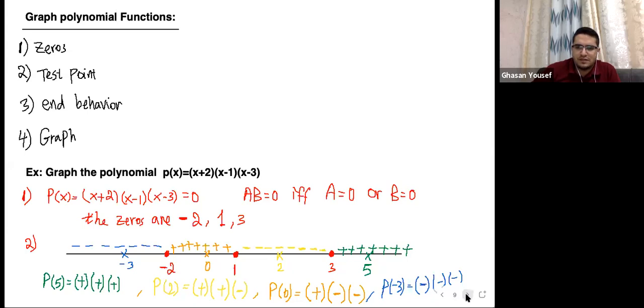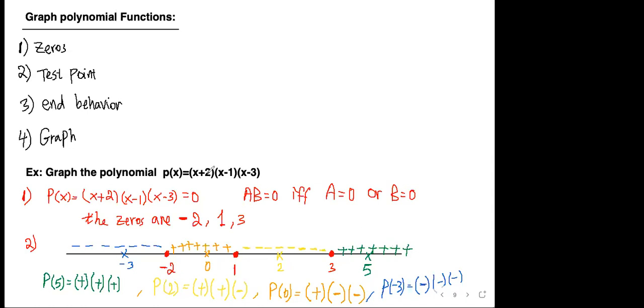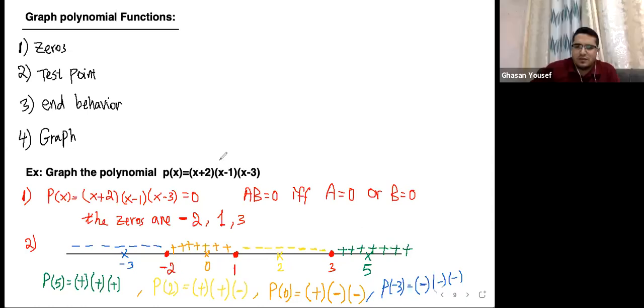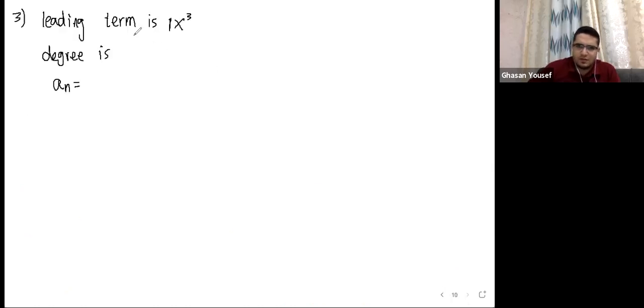Makes sense? Yes, thank you. Okay. Or you can multiply and check. When you multiply these two parentheses, you will get a polynomial, and you multiply the polynomial you get with the third one. So you will see the same thing.